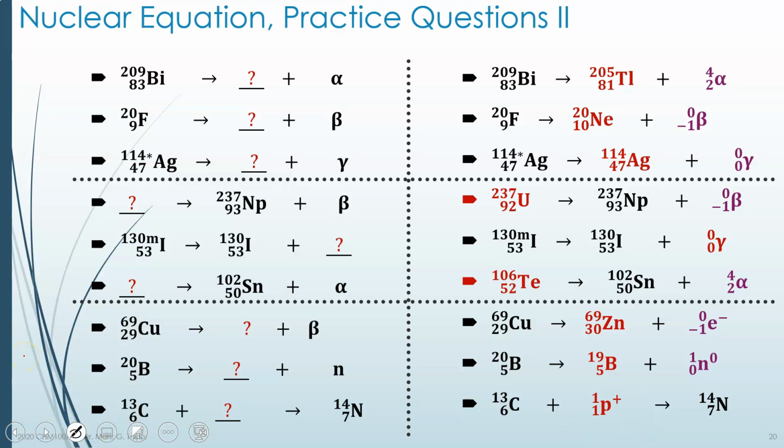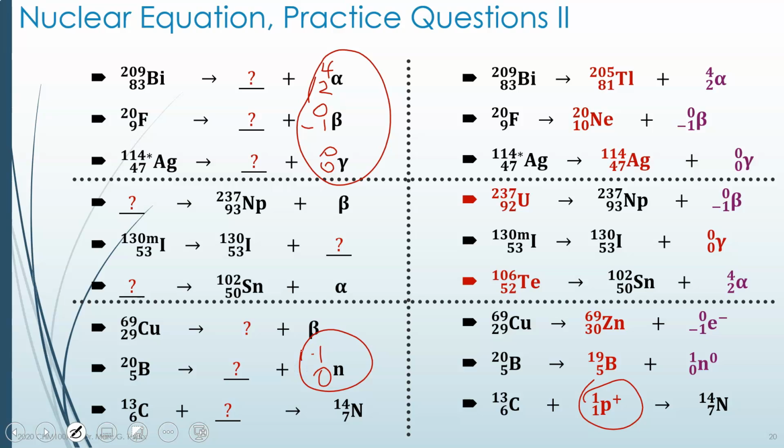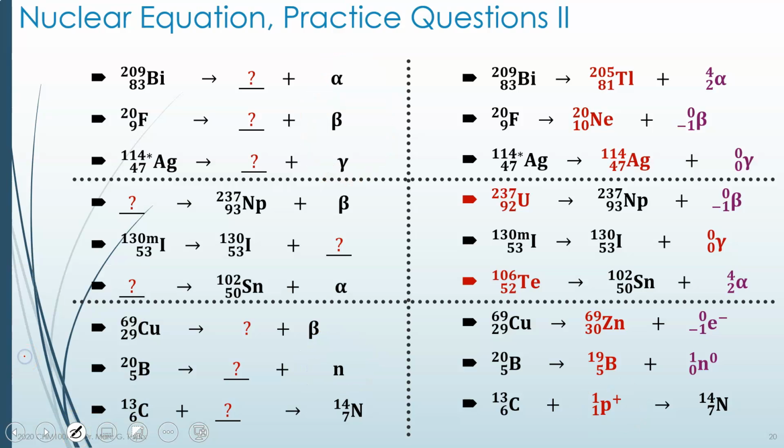And these are typical examples. You're just filling in the blanks as long as you remember your numbers for alpha, beta, and gamma particles: 4 and 2, 0 and -1, 0 and 0. Everything will work out. If you want to add to your knowledge, protons are 1 and 1, and neutrons are 1 and 0. And with this, we'll stop here.